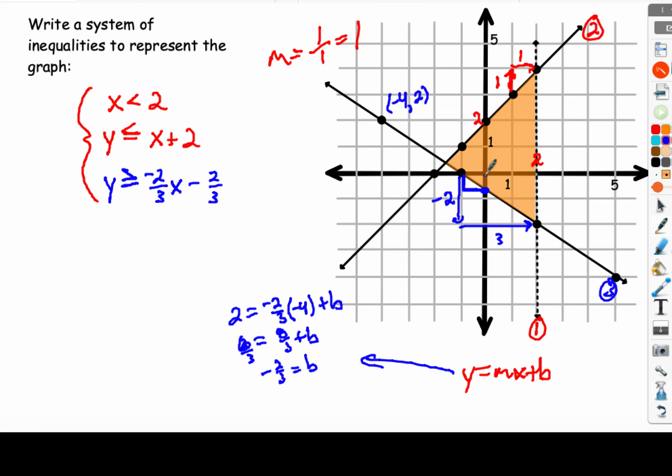Again, you can always take 0, 0 and plug it into each of these equations. Any point that you pick in this sort of orangish region here should make all 3 inequalities true. So if you have any questions on that, feel free. Grab a point, plug them into all 3, check and see if they're always true. And if you have any other questions, talk to your teacher, and have a great day.